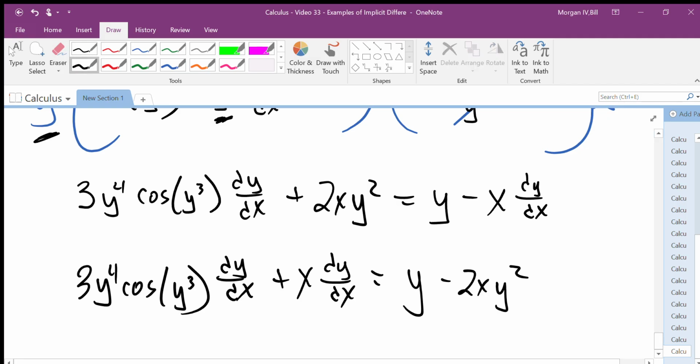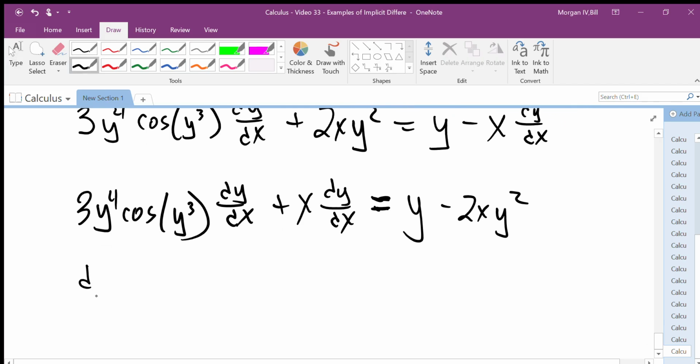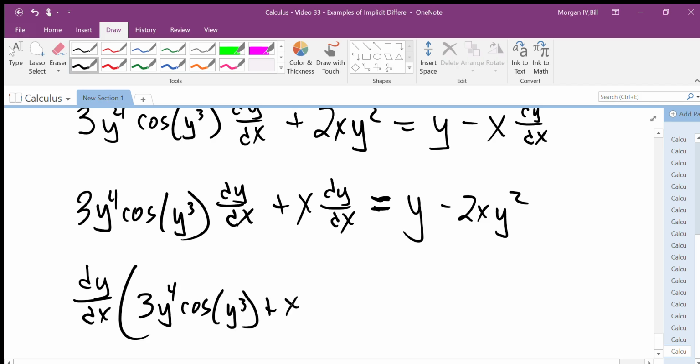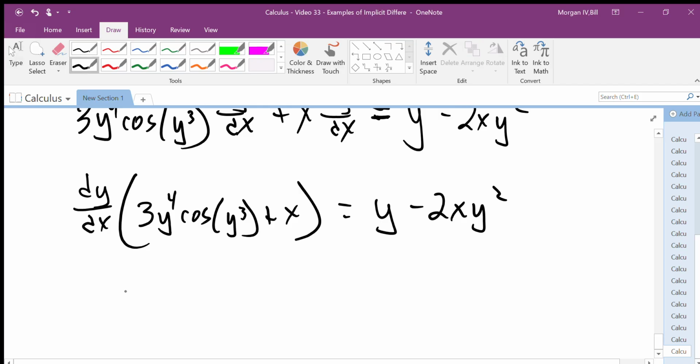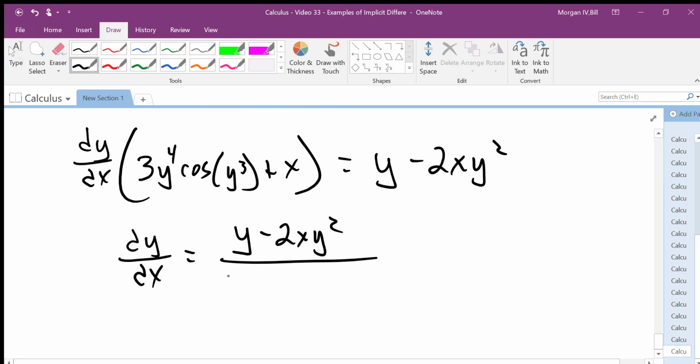Okay, good. So if you're looking at the equal sign, to the left of the equal sign, all terms have a dy/dx, so we will factor out the dy/dx, leaving you with 3y to the fourth cosine of y cubed plus x is equal to y minus 2xy squared. Finally, solving for dy/dx, I get dy/dx is equal to y minus 2xy squared divided by 3y to the fourth cosine of y cubed plus x.